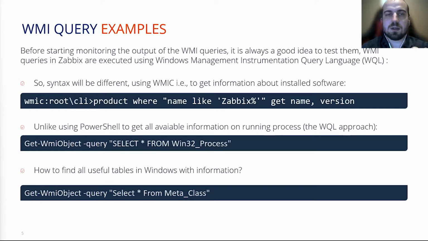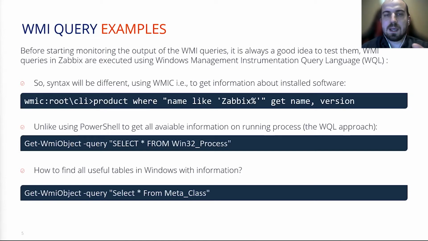But in case, again, you feel brave enough or you are familiar enough with the query languages, then you can just execute as a first one, Get-WmiObject query, and execute the query, select everything from meta class. And meta class contains basically all the tables with information that you might need about the software installed, about the products installed, about the processes running, about the drives you have on the system, and so on and so on.